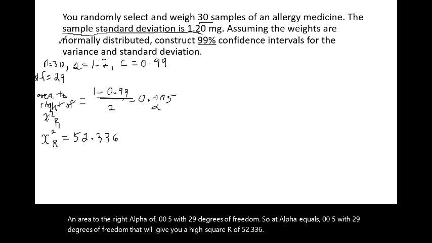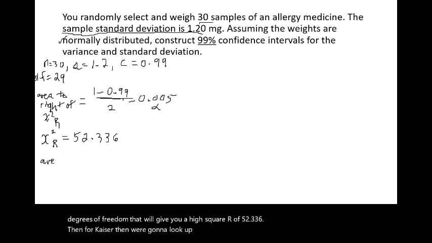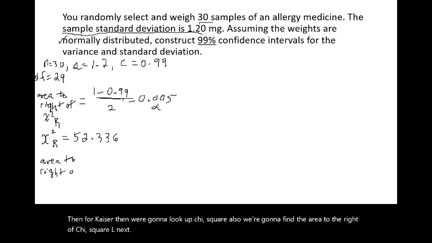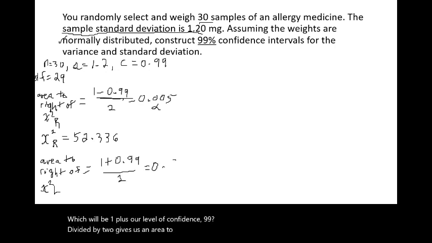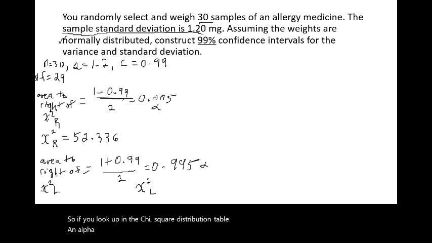Then we're going to look up chi-square L. So we're going to find the area to the right of chi-square L next, which will be 1 plus our level of confidence, 0.99, divided by 2, gives us an area to the right of 0.995. So if you look up in the chi-square distribution table an alpha of 0.995 with 29 degrees of freedom, you get chi-square L equals 13.121.